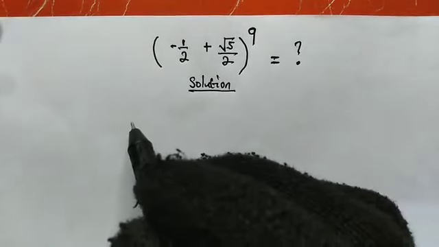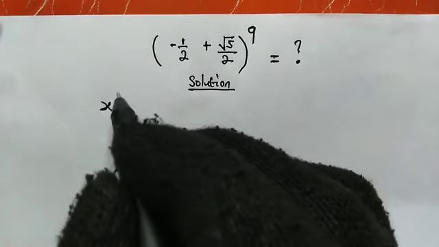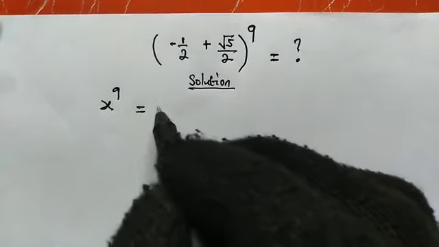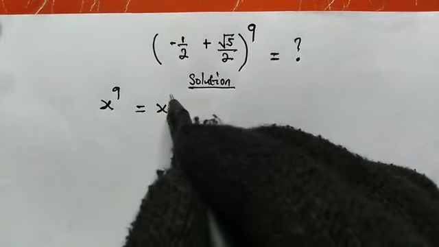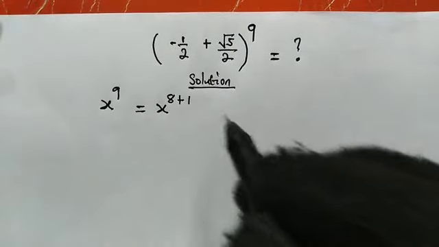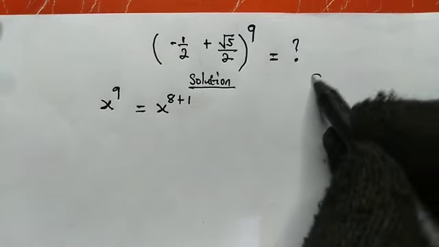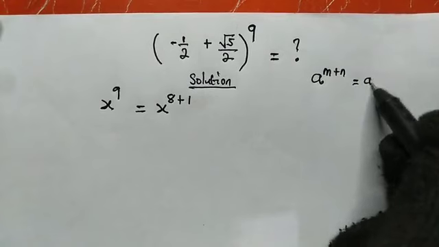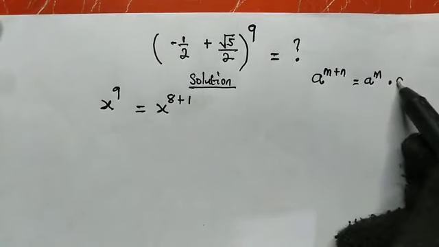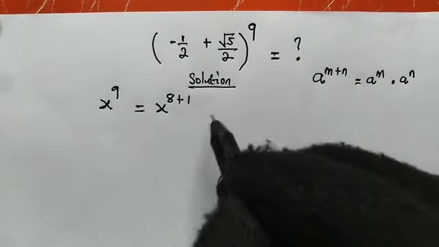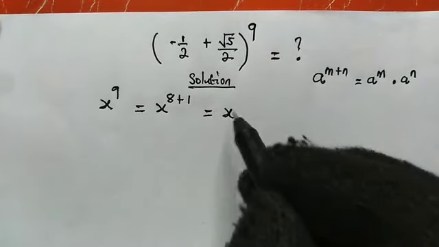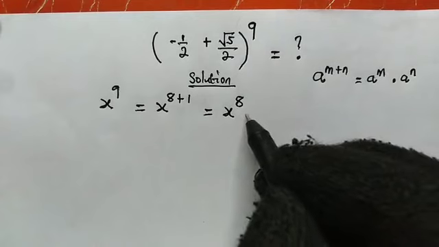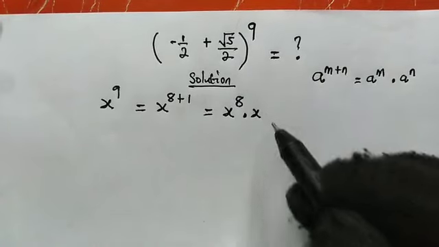Let us take note of this. x to the power of 9 is equal to x to the power of 8 plus 1, right? Make use of this property: a raised to the power of m plus n is equal to a raised to the power of m multiplied by a raised to the power of n. So this will be equal to x to the power of 8 multiplied by x to the power of 1, which is x.